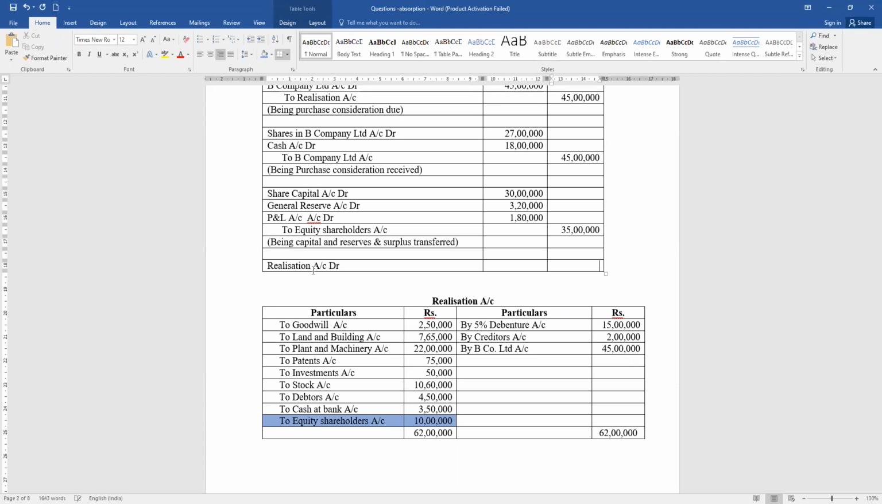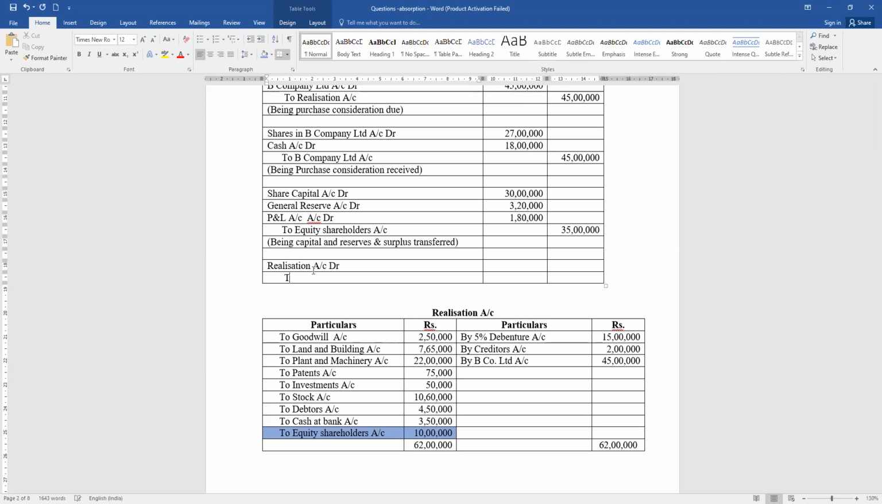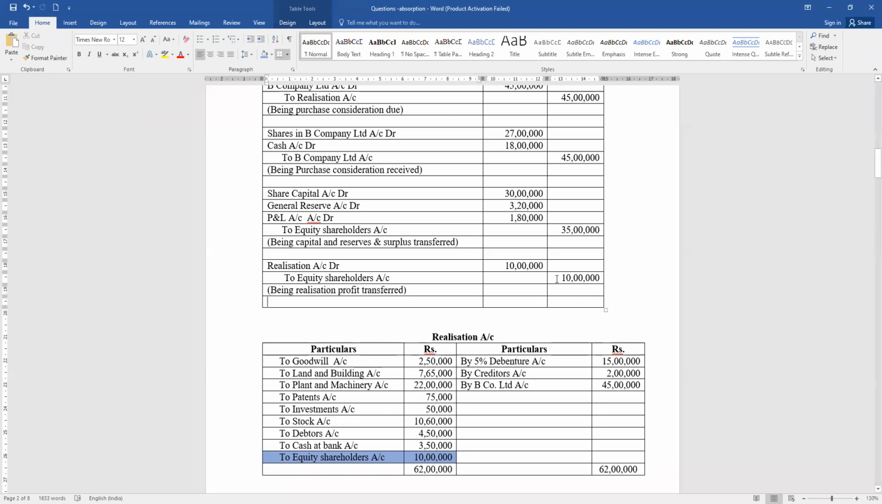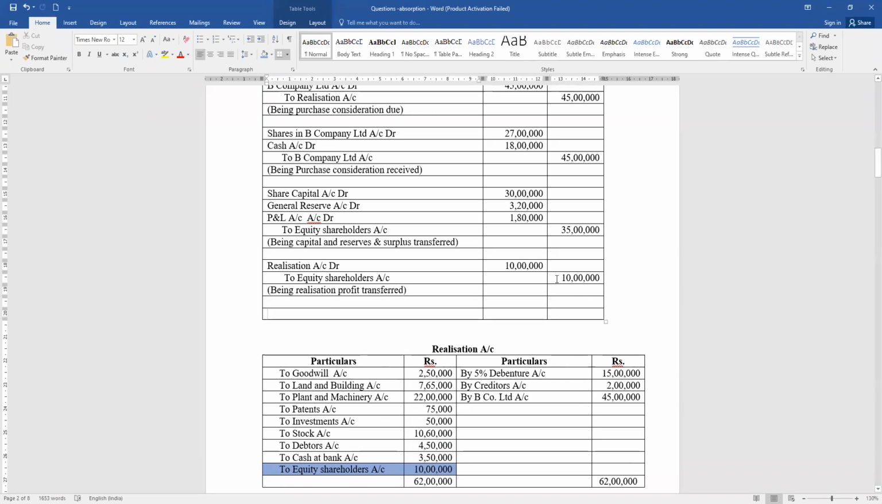debit to equity shareholders account. Okay. So, the amount is 10 lakhs. And the narration will be being realization profit transferred.